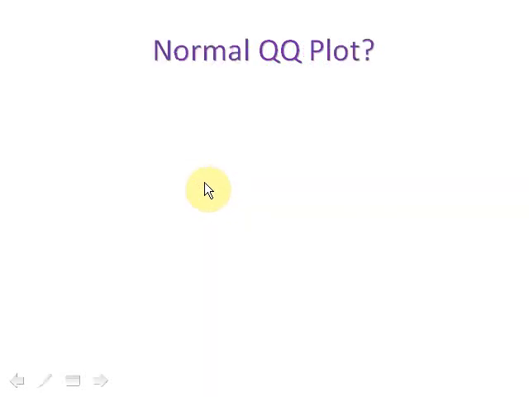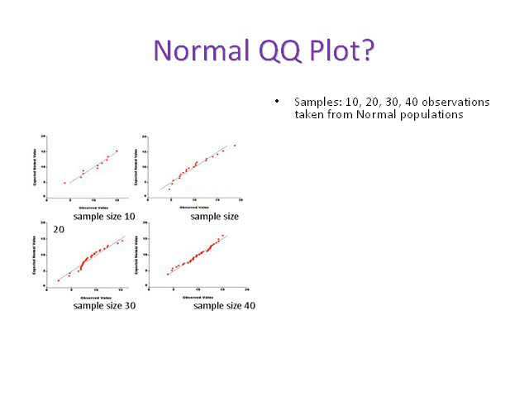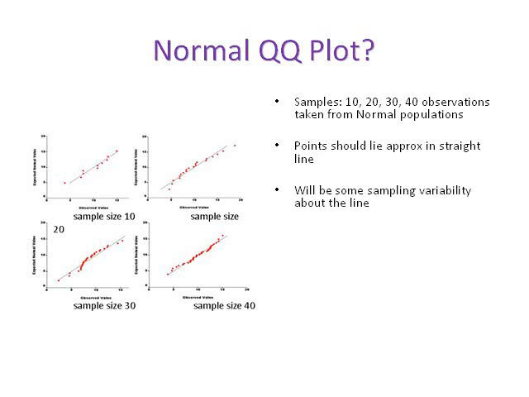So what does a proper normal QQ plot look like? If you really were sampling from a normal distribution, here are four examples taken from a computer simulation where the computer is choosing from a mathematically perfect normal distribution, and it still doesn't come up with dots that are exactly on the red line. So you're looking for things that are approximately along the QQ line of normality. There will always be some kind of sampling variability about the line, and you never get an exact answer.